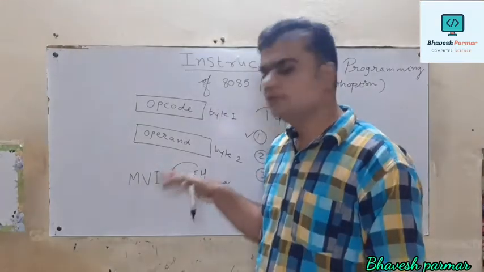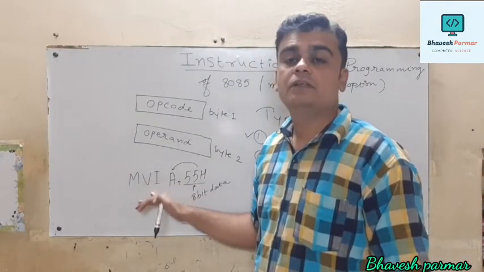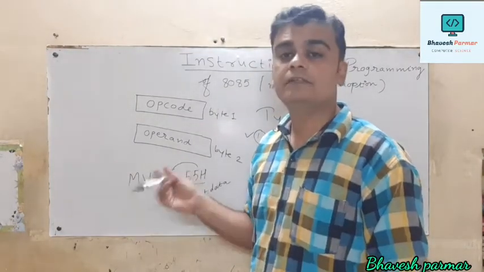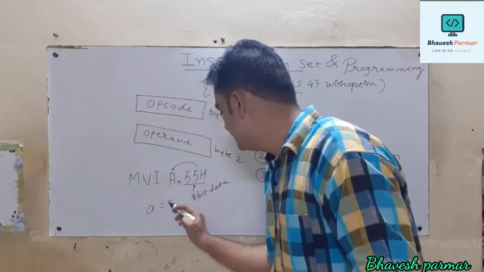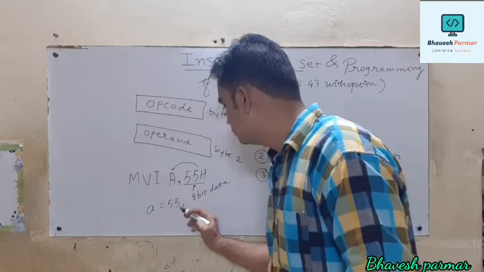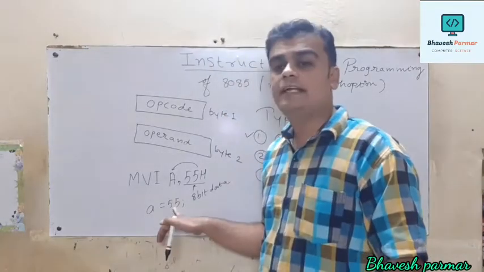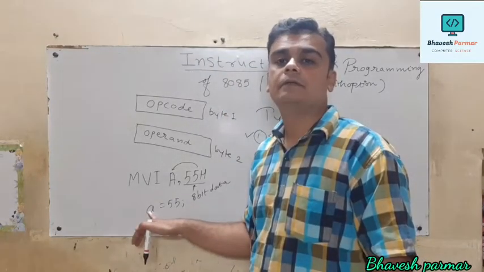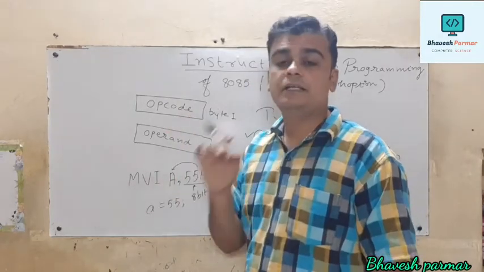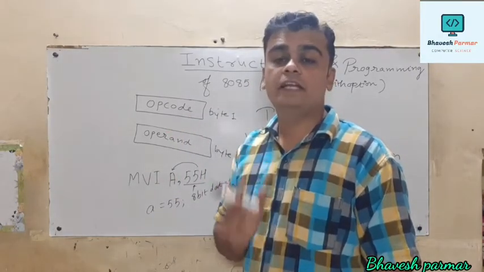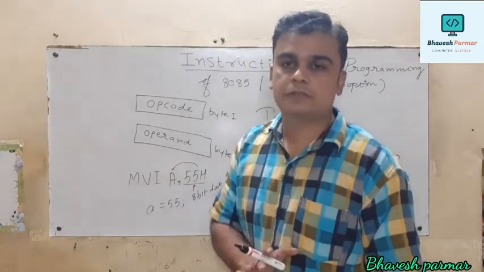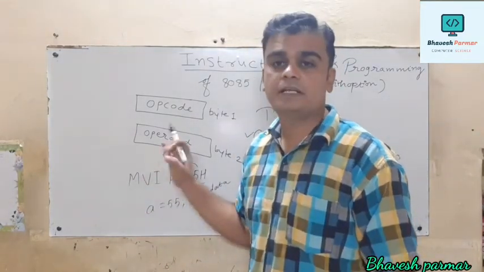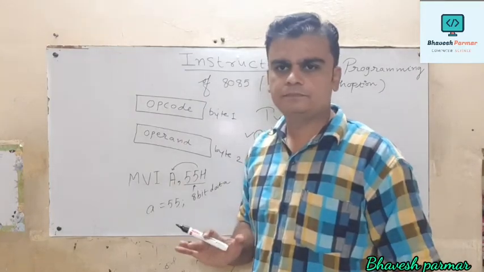How can we write the same instruction in a higher level language, as used in C and C++? In that case we just write: A equals 55. What does it mean? The value 55 gets stored in variable A. As I told you earlier, in an assembly language program we never use any symbol to write an instruction. Got it, guys? We use special instructions. Is that clear? Okay.